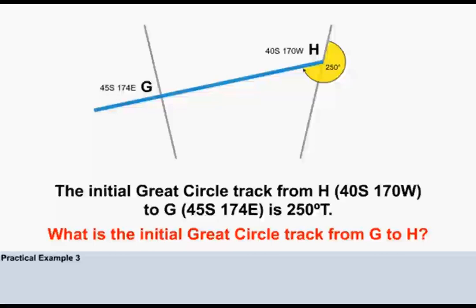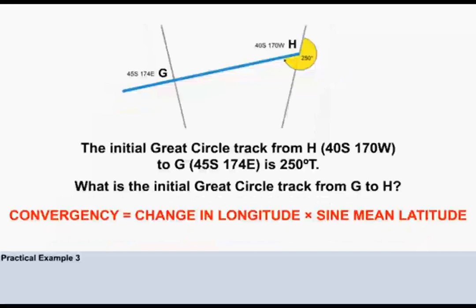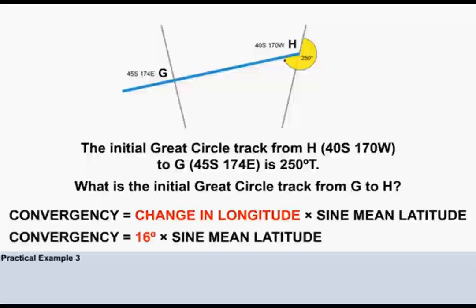What's the formula? It's the convergency formula. Convergency equals change in longitude times the sine of the mean latitude. Now put in the figures you know. We know the change of longitude. It's 16 degrees. We know the mean latitude. It's 42.5 south.